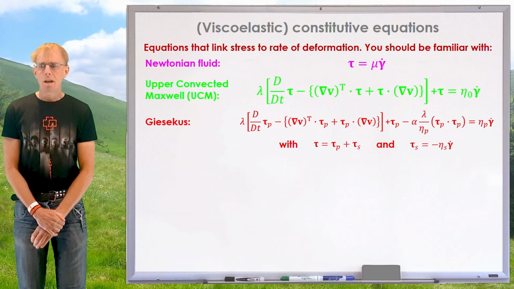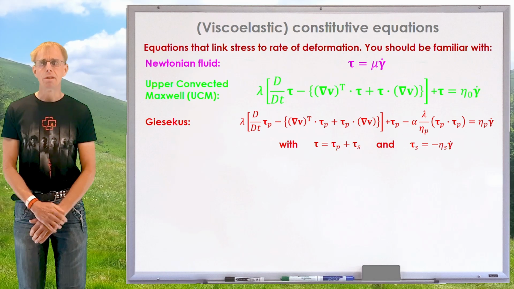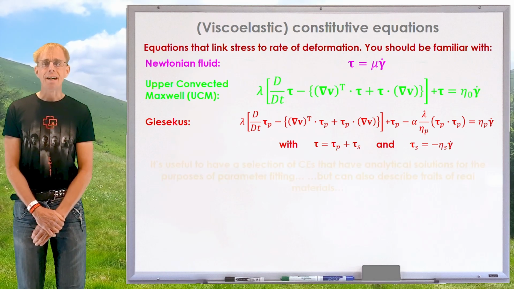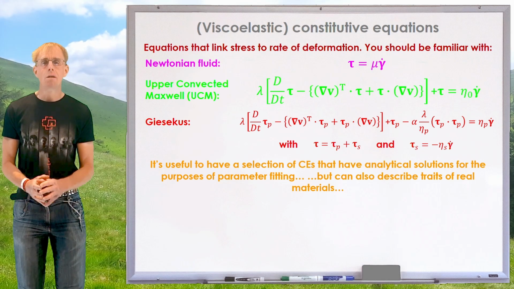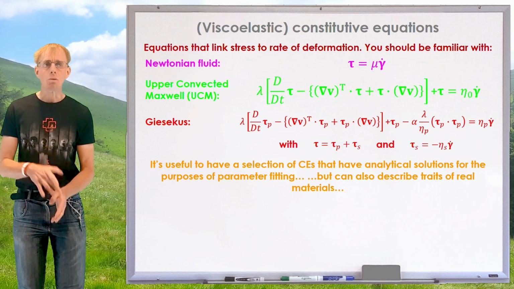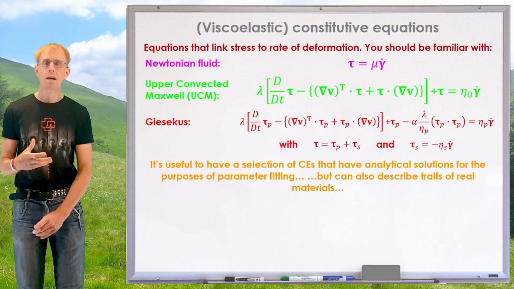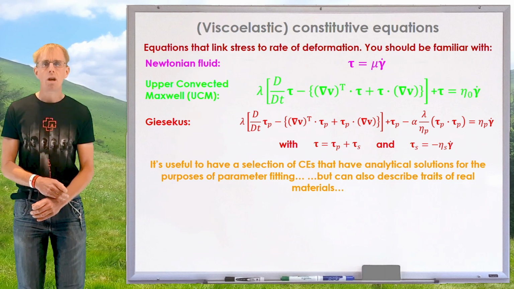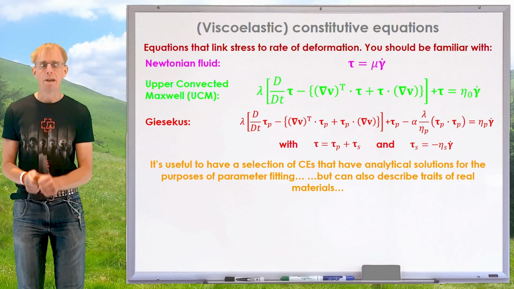Now, the nice thing is that all three of these equations, Newtonian, upper convected Maxwell and Giesekus, have analytical solutions to key material functions, which is great, because if we can back out, for example, an expression of how steady shear viscosity changes as a function of shear rate, we can start to fit experimental data to that model.